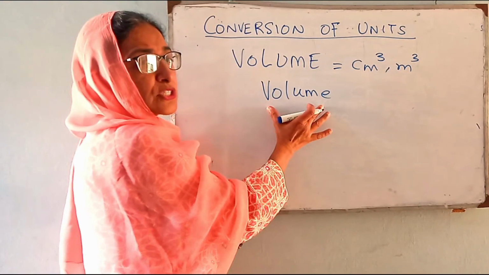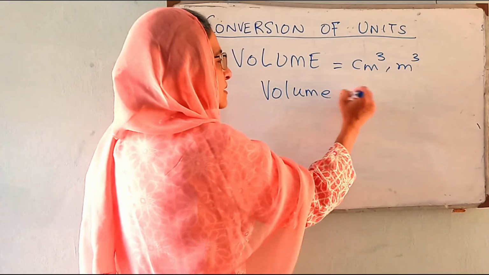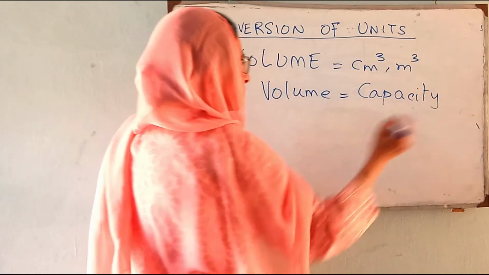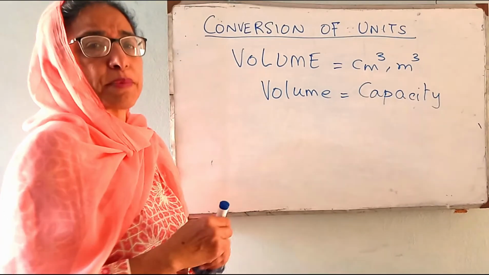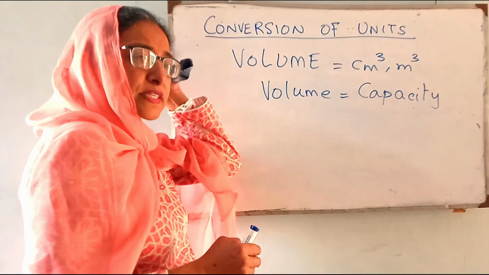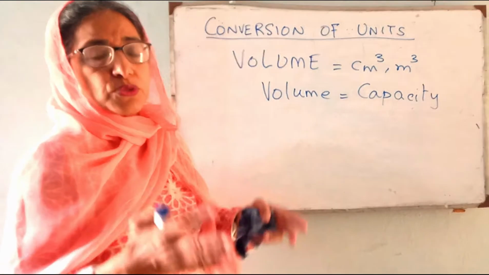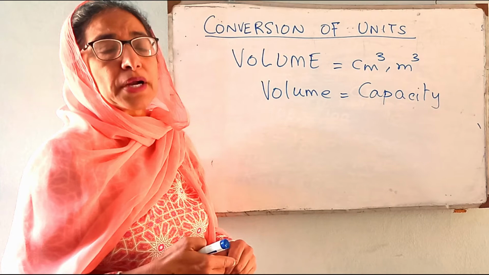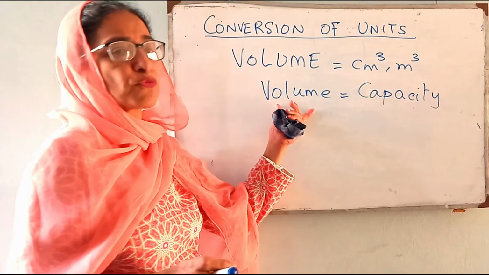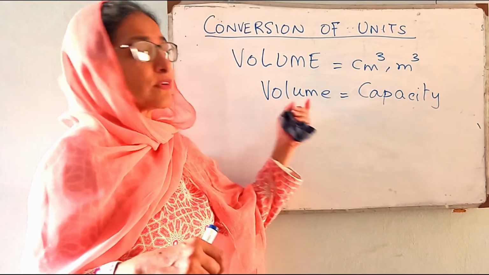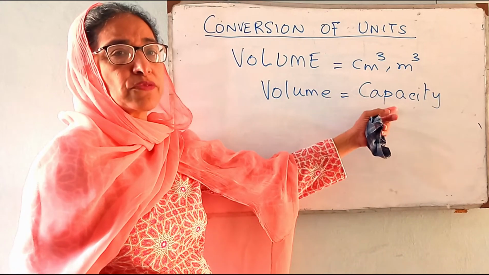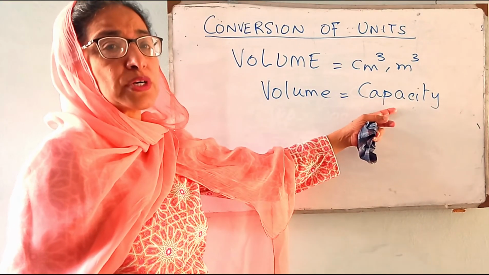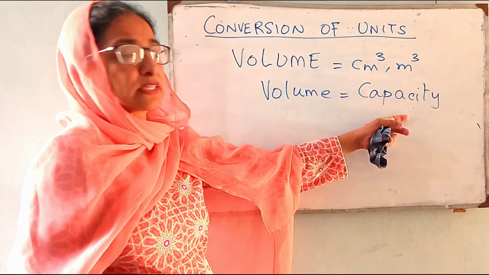And the relationship between volume and capacity is that volume is equal to capacity. For example, if you have a Pepsi bottle, you place that bottle on the table, and it is going to occupy some space. That space occupied by a 3D shape is called its volume. But capacity is related to liquid. The amount of liquid that this bottle is going to hold is called its capacity.